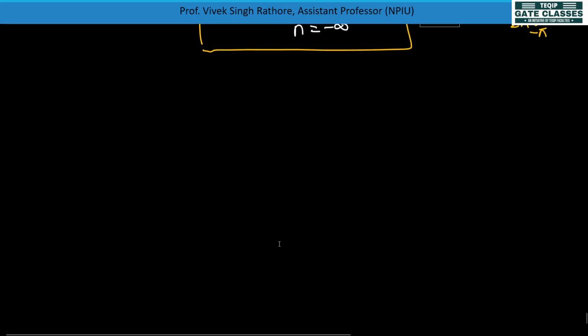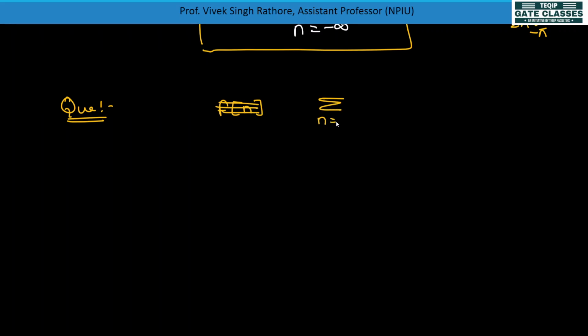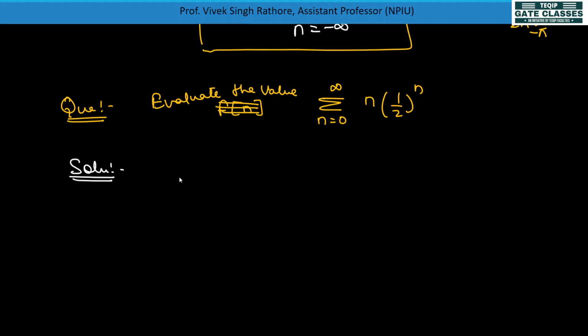So we'll try to solve one question and understand what it says. We'll see one question: the summation from n equal to 0 to infinity of n into half to the power n. You need to evaluate this value. So how will you do it? What will be your approach?